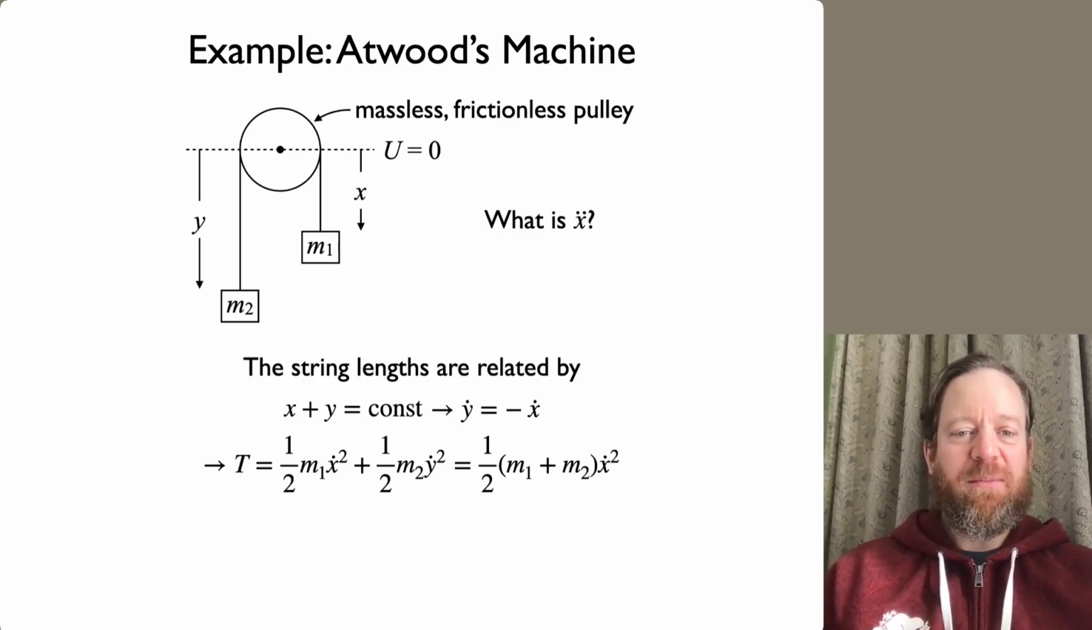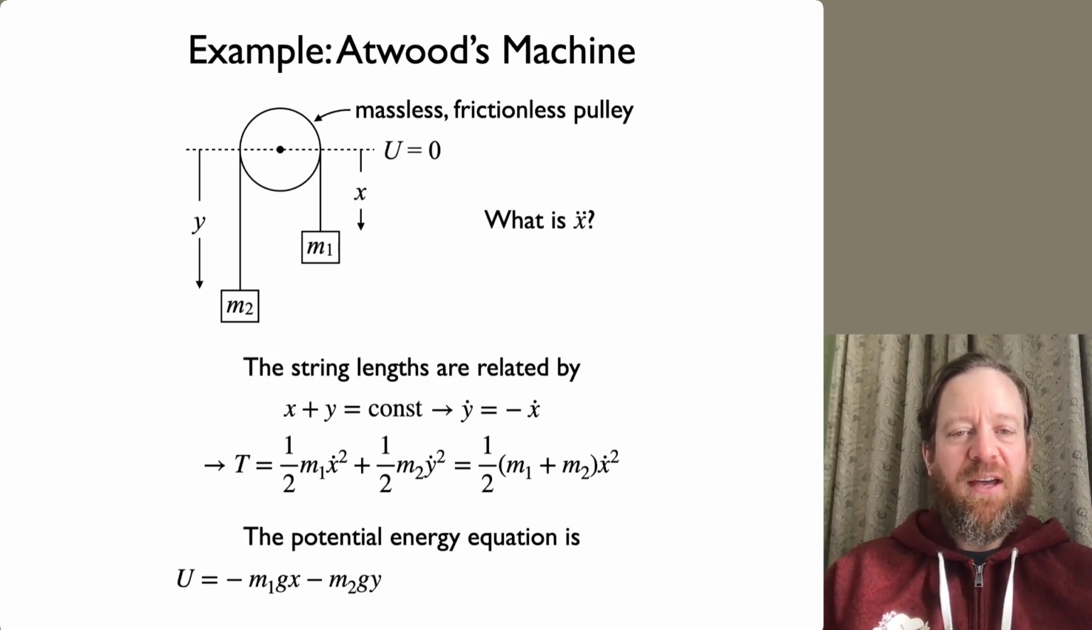We now need to know what the potential energy is. So the potential energy equation is just going to be the sum of the potential energies for each of these different masses. It will be given by the usual potential energy equation, where the potential energy is equal to mgh. We have to take into account that the potential energy will be taken to be 0 at the height of the pulley. So the potential energy U will be negative m1 g times x minus m2 g times y.